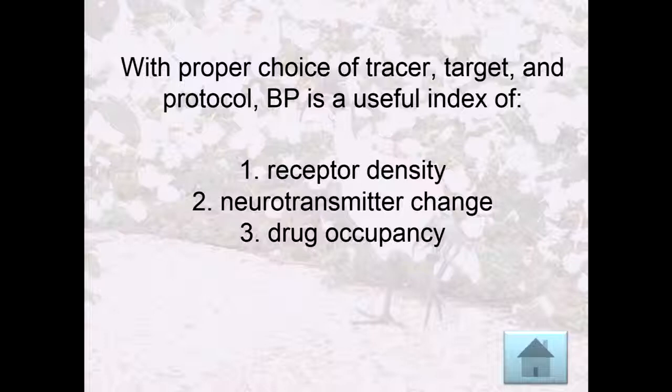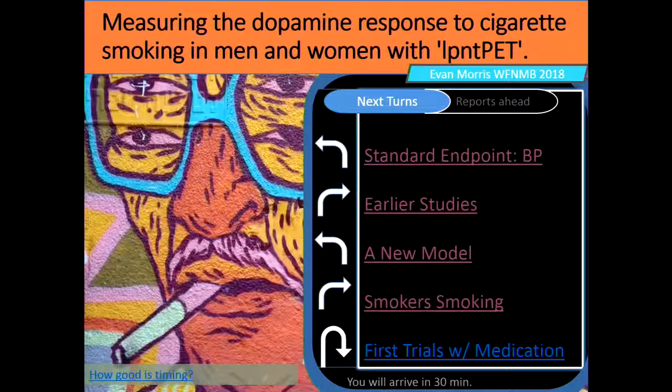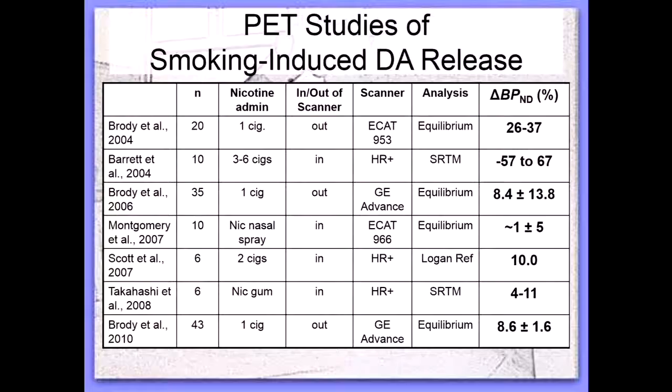But the end of this review is just to remember that if all works well, binding potential, that typical endpoint of PET studies, can measure receptor density or neurotransmitter change or drug occupancy. But it doesn't always work. So let's focus now on cigarette smoking, which is what my colleagues and I have chosen to study with PET.